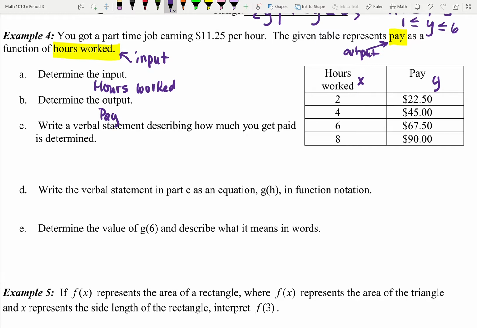Write a verbal statement describing how much you get paid as work. So listen, if you work 2 hours, you get that much money. If you work 4 hours, you get that much. How did they figure out how much you get paid? Write a full sentence: a capital, a subject, a verb, a period, all that stuff. Go ahead and write that out. How did they figure that out?